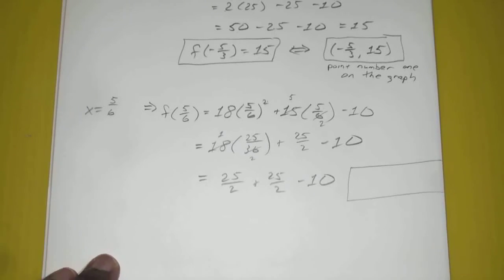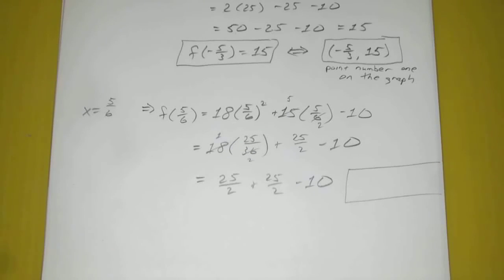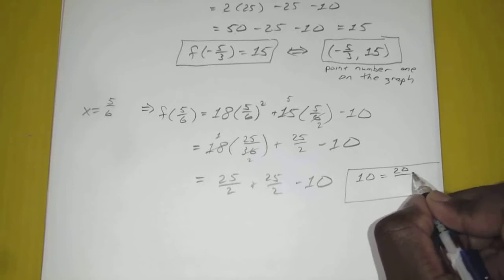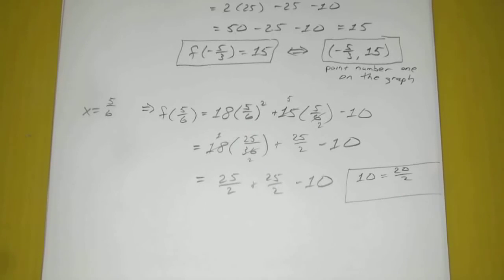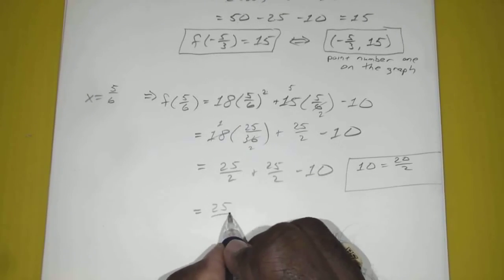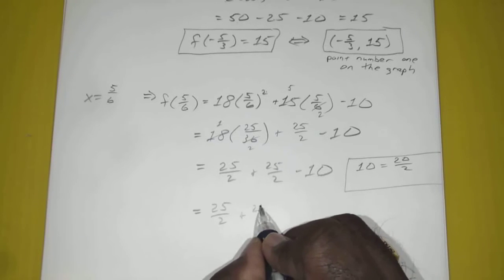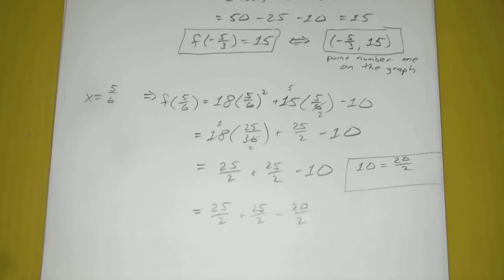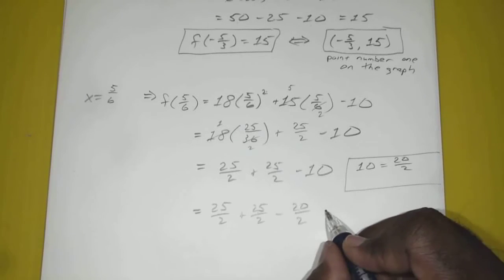Okay. Now we can only add or subtract fractions if they have matching denominators, which means we have to give this a denominator of 2. So we can make 10 equals 20 divided by 2. So that means we can just rewrite it as 25 over 2 plus 25 over 2 minus 20 over 2. So you have 25 plus 25, which is 50. 50 minus 20 is 30.